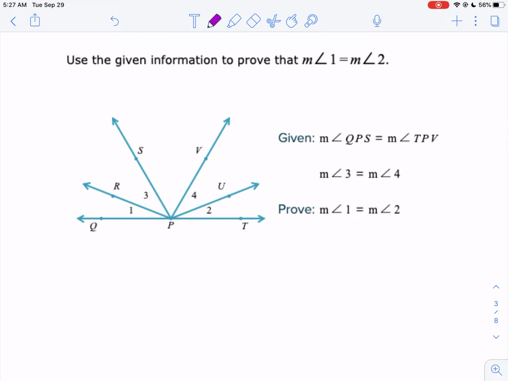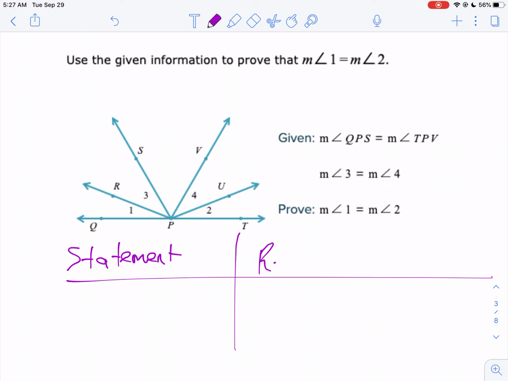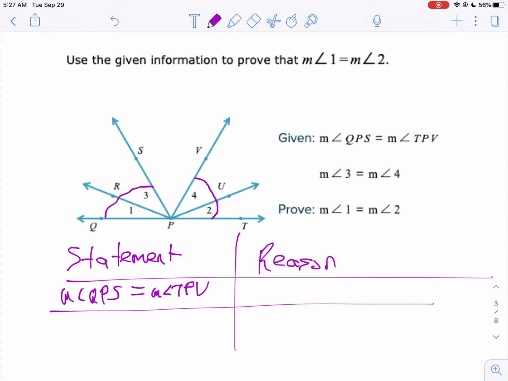We have to do our own proof on this one. So we'll start with our statement and our reason. We have two givens, so we'll start there. The measure of angle QPS equals the measure of angle TPV. So the kind of work I'd like to see is I'd like to see you draw this picture out and mark it down. So we know Q to P to S is the same as T to P to V. That's given.